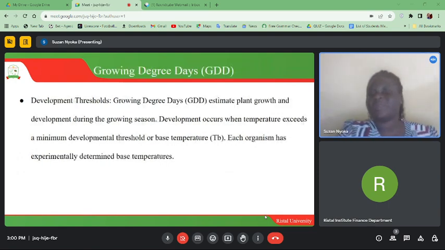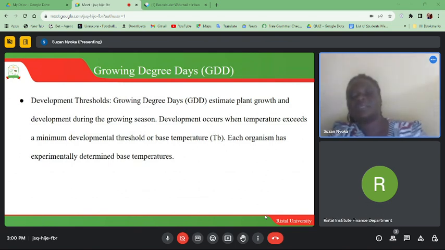And then growing degree days, development threshold. Growing degree days estimate plant growth and development during the growing season. Development occurs when temperature exceeds a minimum developmental threshold or base temperature. Each organism has experimentally determined base temperatures.